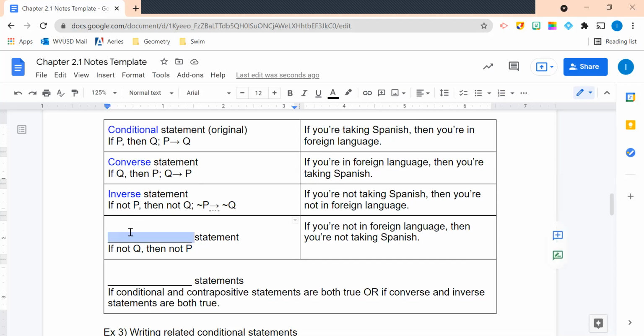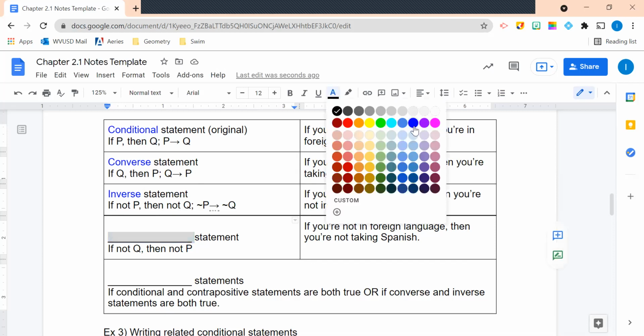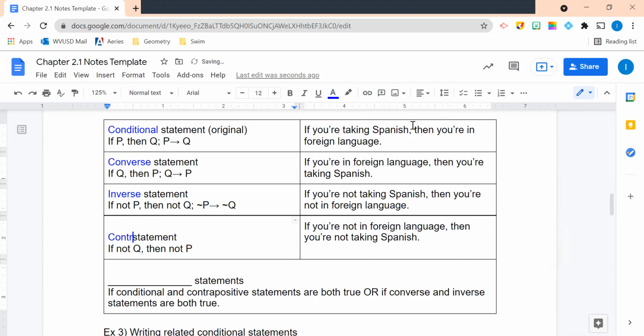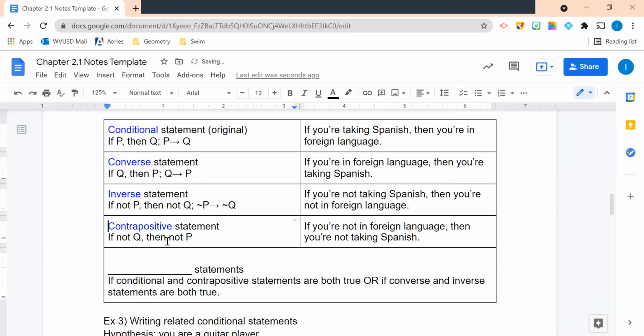The last one is a contrapositive statement. And in this case, you're going to say, if not Q, then not P. So we're using the converse statement and negating both the conclusion and the hypothesis. In this case, you would write, if not Q, then not P. So if you're not in foreign language, then you're not taking Spanish.